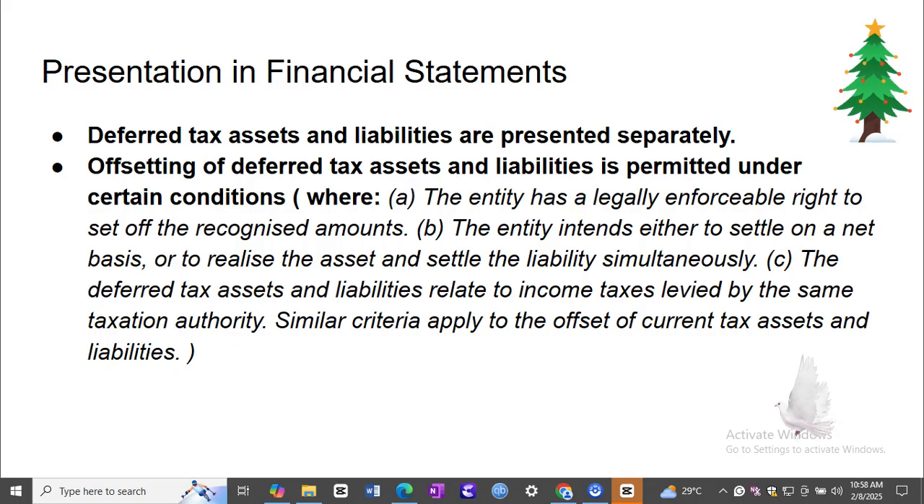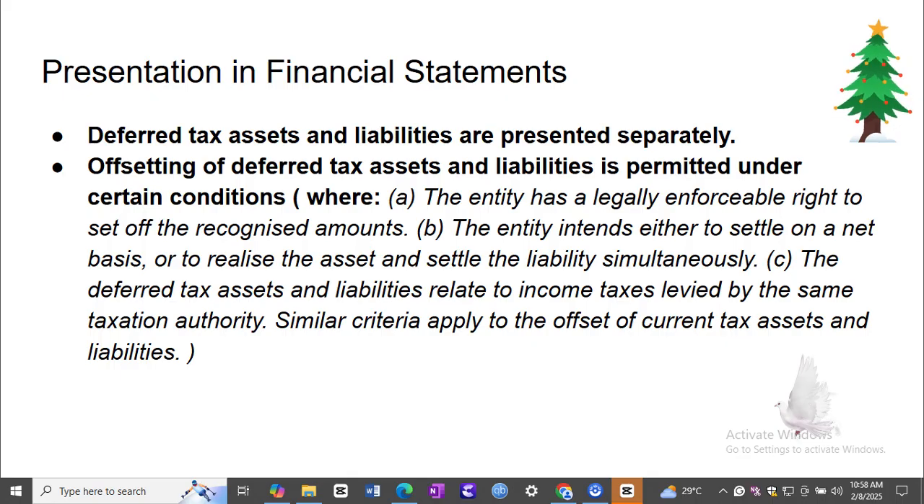But there are some exceptions, like when the deferred tax is from a business combination or certain transactions that hit equity directly, then it might be recognized in other comprehensive income or directly in equity. All right, so special rules for special situations.